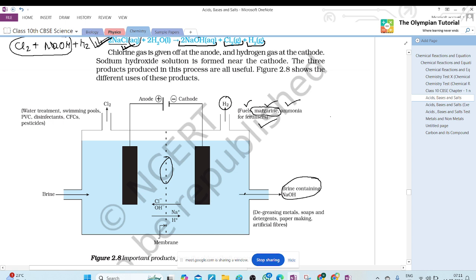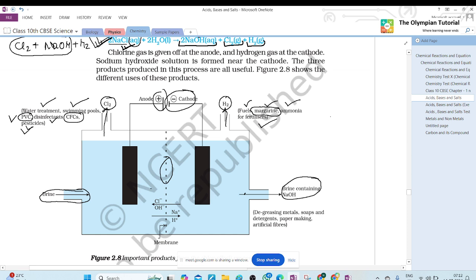Chlorine gas is used in water treatment in swimming pools, in PVC, which is polyvinyl chloride, in disinfectants, CFCs, chlorofluorocarbons, and pesticides. So from here we are getting brine. Chlorine gas here, hydrogen here, positively charged anode, negatively charged cathode.